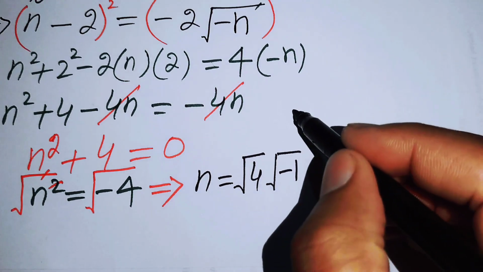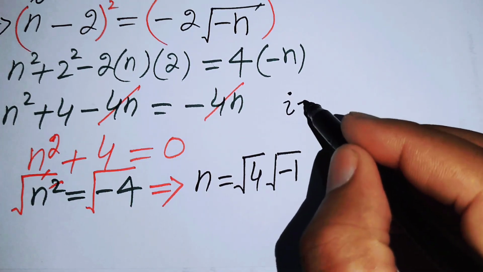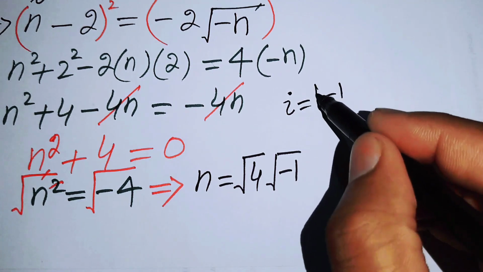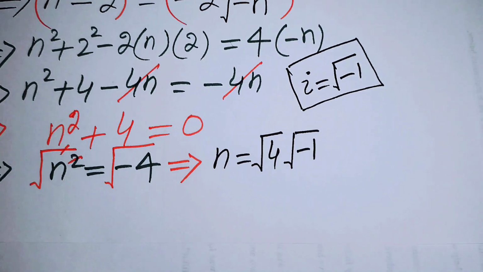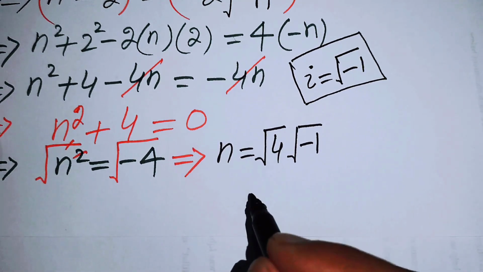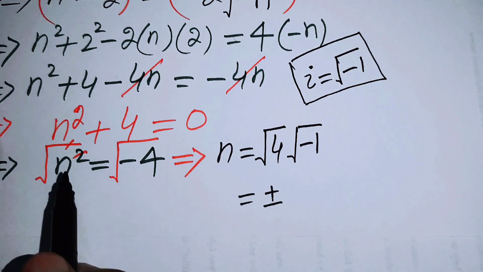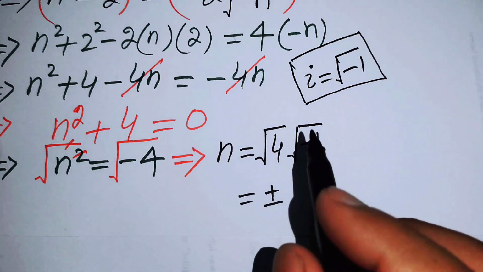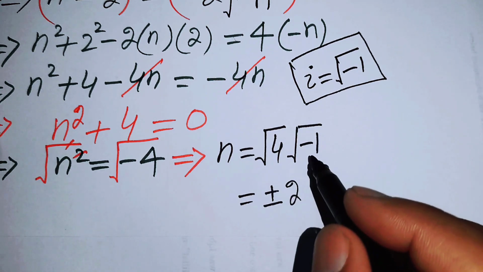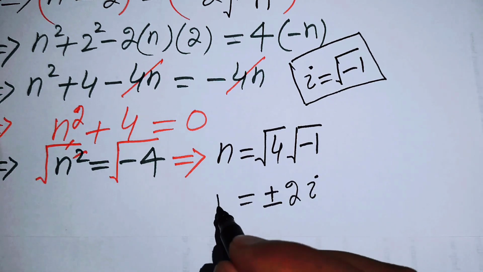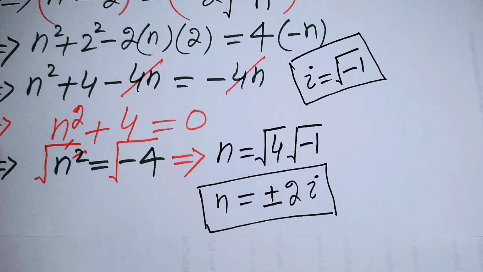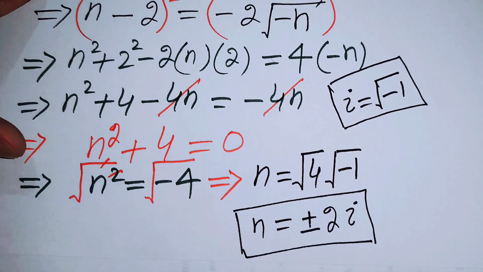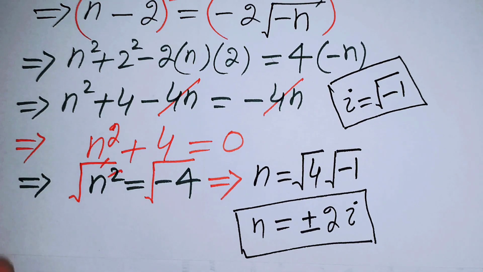And you know about the square root of a negative number: iota is equal to √(−1). So now we can use the definition of iota here, so that the square root of 4 becomes 2, and we take plus minus 2, and √(−1) is equal to iota. So finally the solution of the given equation is n = ±2i. And this is our final answer.